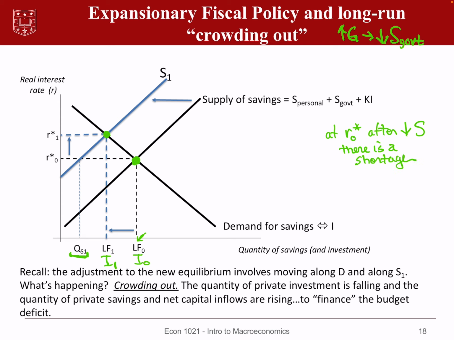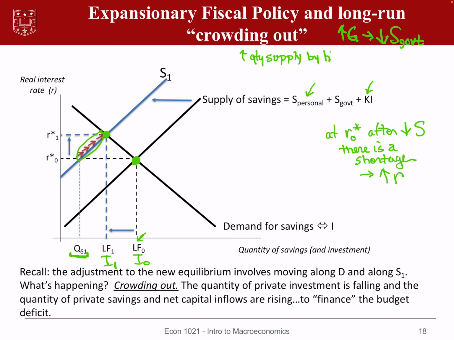And just as we saw with the stuff at the beginning of the semester, which is why we did it, that shortage is going to put upward pressure on the price. And as the price goes up, in this case, that's the real interest rate, we're going to have a movement along the supply curve and along the demand curve. So along the supply curve, what's happening? This increase in quantity supplied is going to be an adjustment in the quantity supplied here and here.